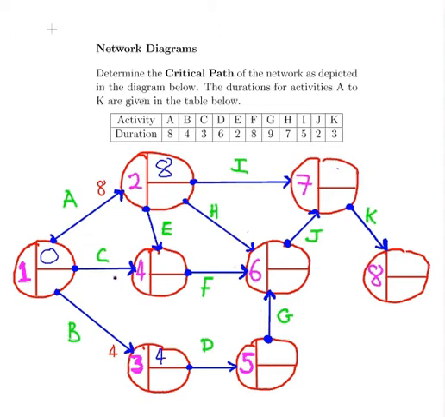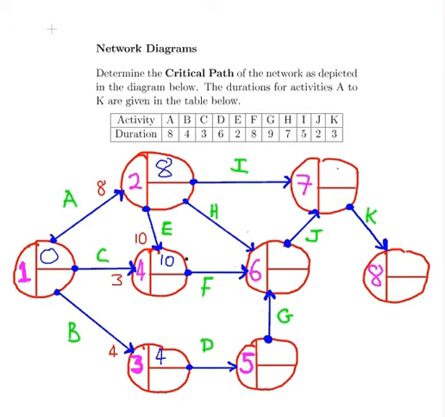Activity C takes 3 time units, but for the earliest finish at node 4, we have to have E completed as well. E can only be completed once A is completed, and E itself takes 2 time units. So the earliest we can have E finished is time 10. So we have to make a choice here. Is it C with 3 time units, or is it A and E with 10? We pick the greater of the 2 numbers, so that's going to be 10.